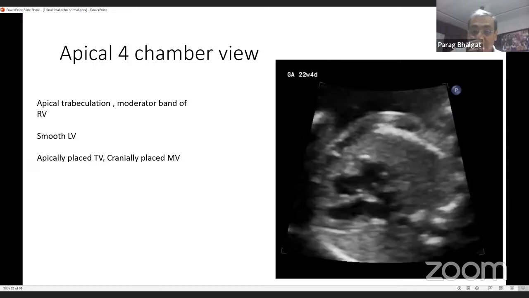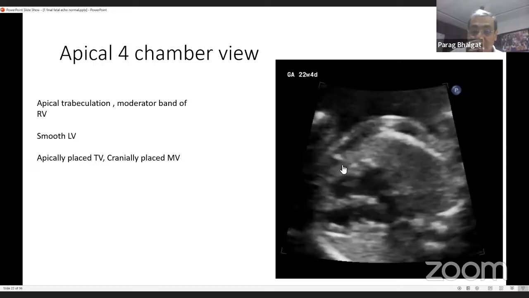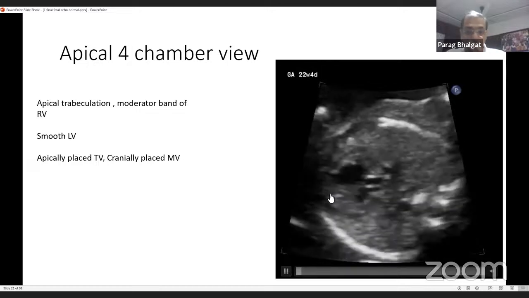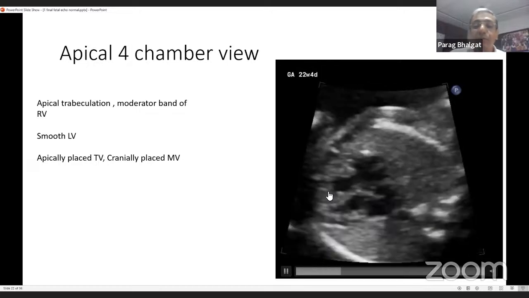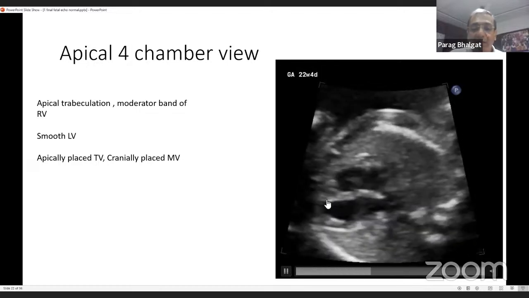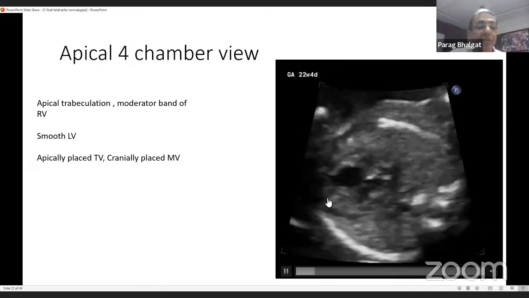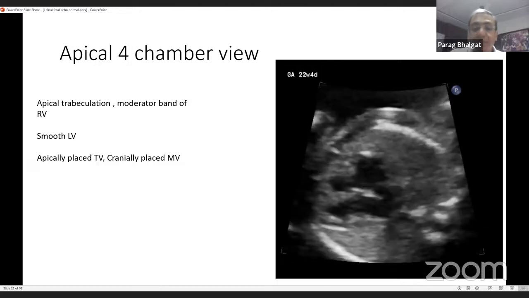So again, same image. I have taken this image because in the first image I could not show the apical trabecular or moderator portion of the right ventricle. So this is the right ventricle. This is in a smaller fetus, 22 weeks.